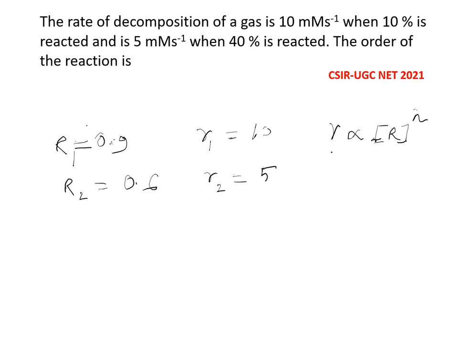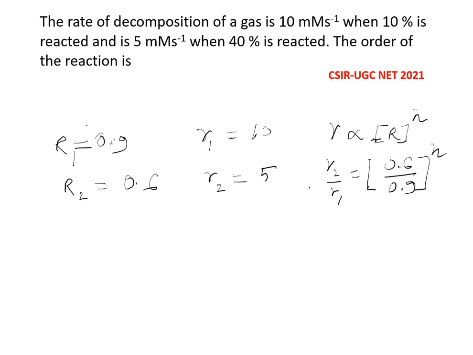So if you say R2 by R1, and that should be equal to R1 by R2 to the power n. R2 by R1, so 0.6 by 0.9, that is 0.6 by 0.9 whole to the power n.